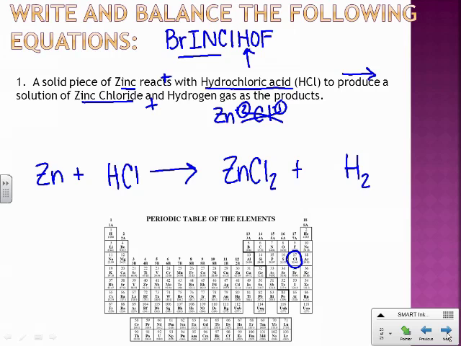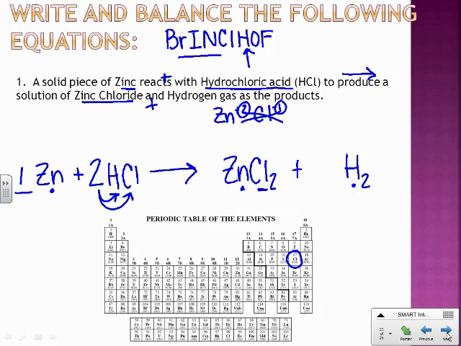Next thing you need to do is make sure it's balanced. So if I have zinc on this left side, there's one of those, and there's one on the right, so that's good. You can leave it alone. H on the left, there's 1, and on the right, there's 2. So what I need to do is change this coefficient to a 2. That changes H to have 2, but it also changes Cl to have 2. So since I have 2 Cl's on the left, and I have 2 on the right, you can leave that alone. So your coefficients come out to be 1 here.